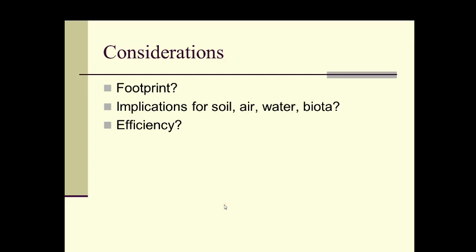So as with coal, if we're going to rely on oil, we need to look at the footprint. Not only how big is the well, but what do we have to do to get the oil from the well to where it is needed, to refine it, to get it ready for use. Think about pipelines. Think about transportation. What are the implications of all of that system for soil, air, water, biota? What is the efficiency? How can we improve it?